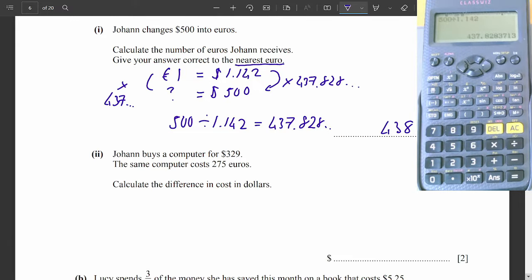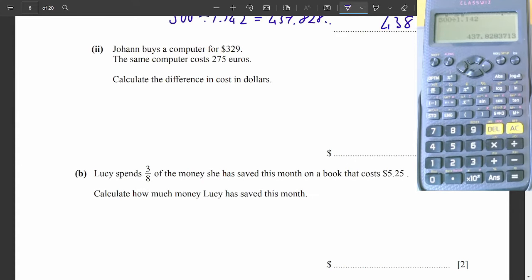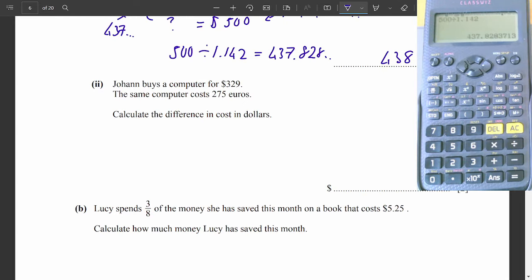Question 4a, part 2. Johann buys a computer for $328. The same computer costs €275. Calculate the difference cost in dollars. So now we change that €275 to dollars. That's all we need to do.